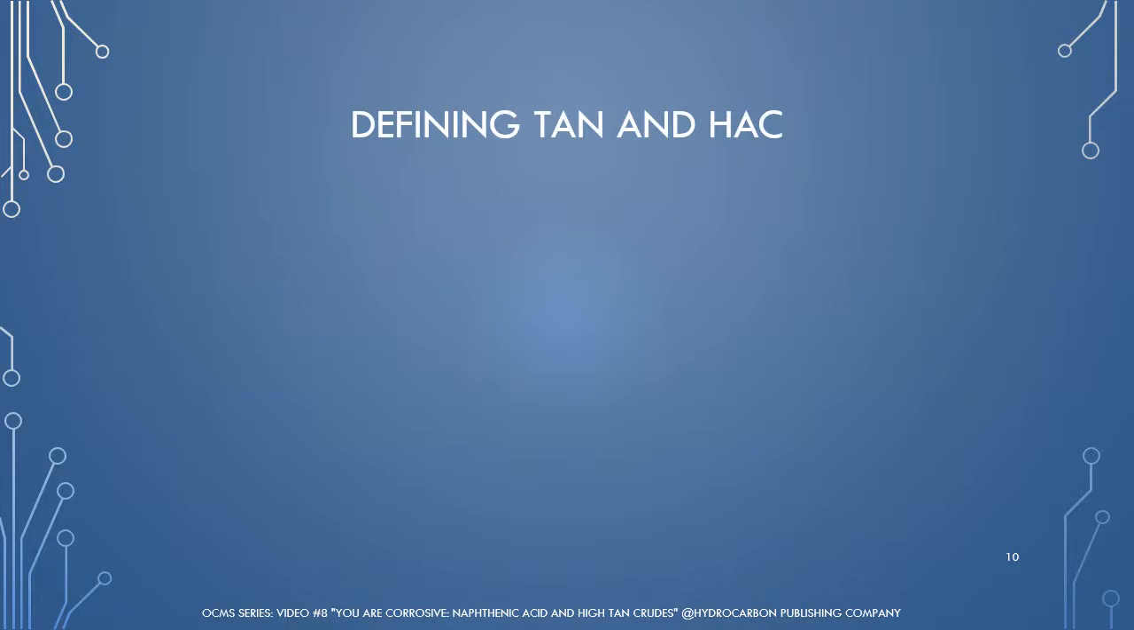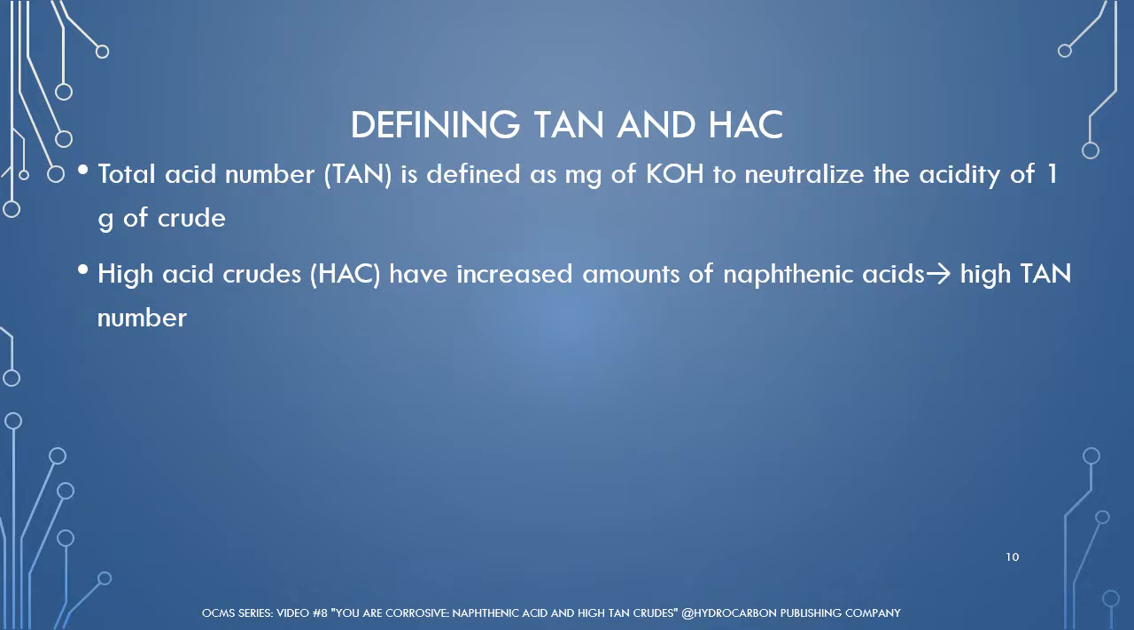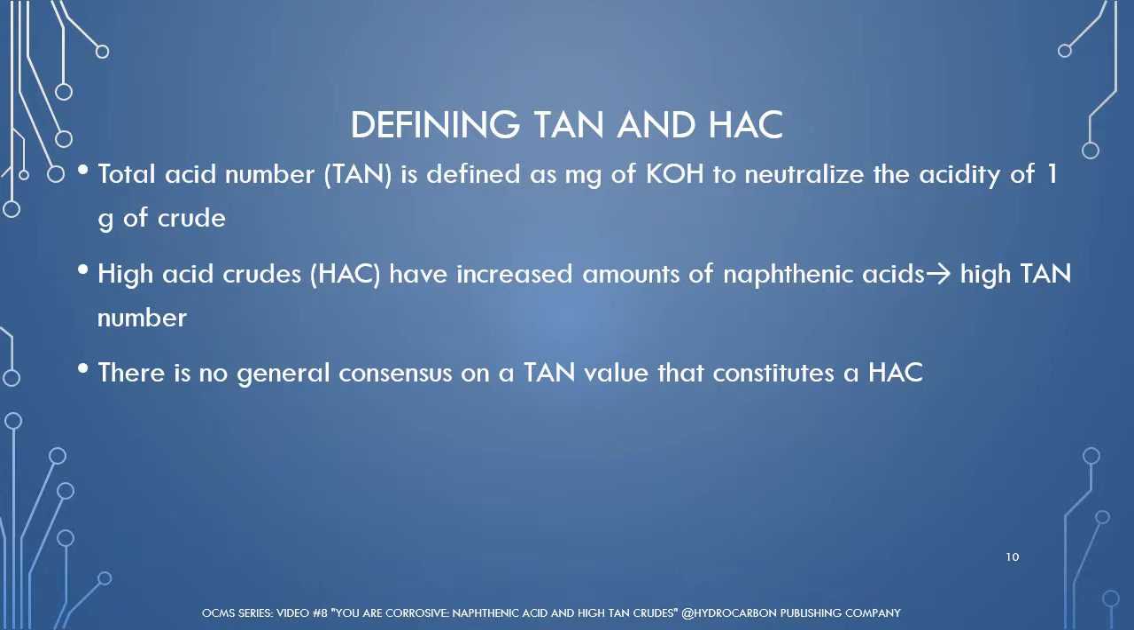Total acid number or TAN is defined as the milligrams of potassium hydroxide to neutralize the acidity of 1 gram of oil. A high-acid crude or HAC will have higher levels of naphthenic acids and thus a higher TAN value. These crudes are generally priced at a discount compared to conventional crudes. However, there is no consensus of an exact TAN value an HAC will have.